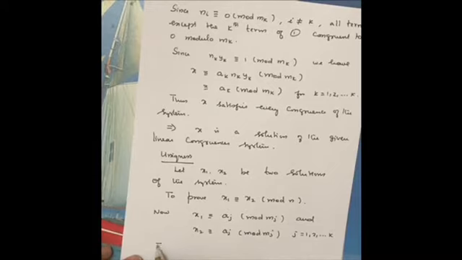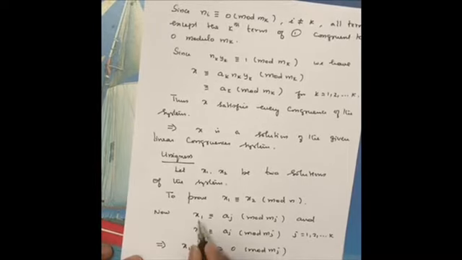Now we have to subtract this. What is x1 minus x2, which is congruent to 0 modulo mj. x1 minus x2 congruent to aj minus aj, 0 modulo mj. So x1 minus x2 congruent to 0 modulo mj means mj divides x1 minus x2. This gives mj divides x1 minus x2.